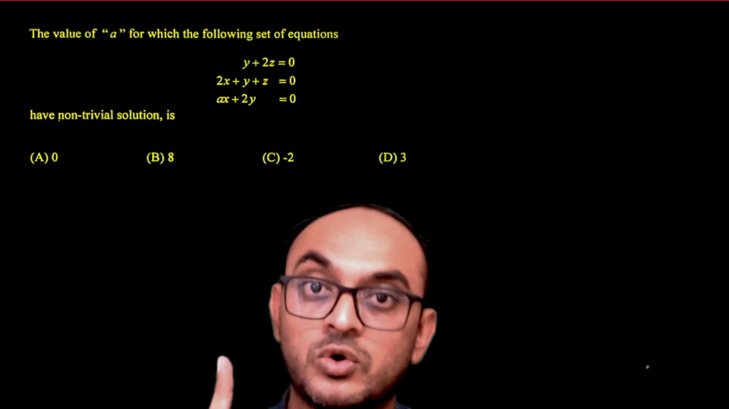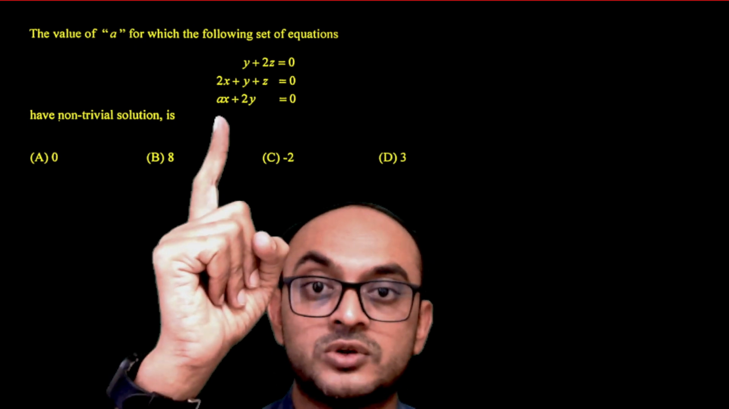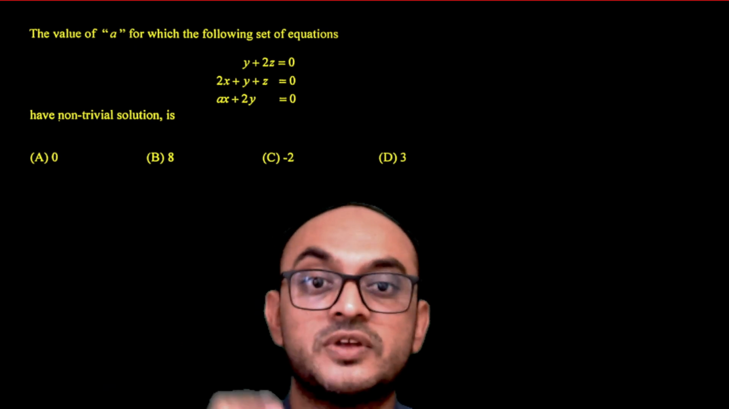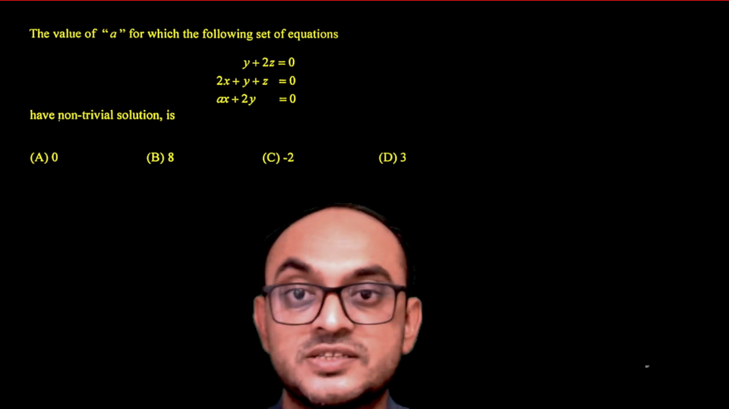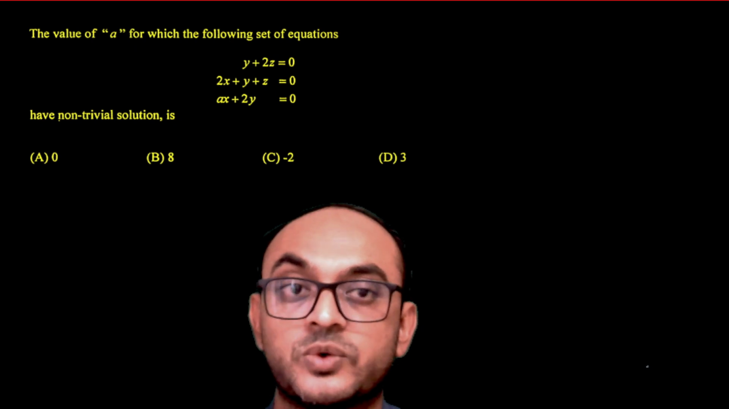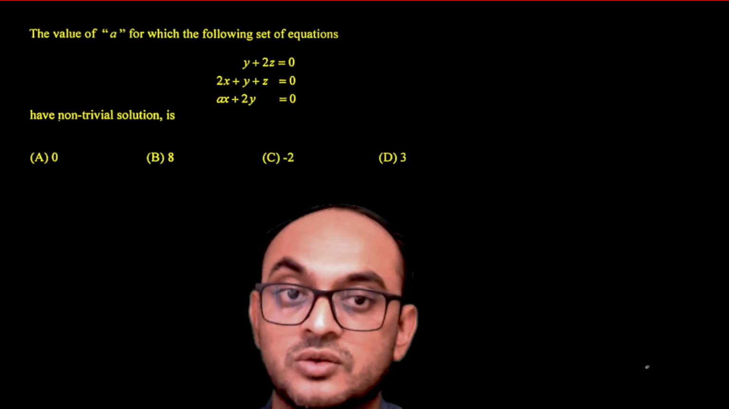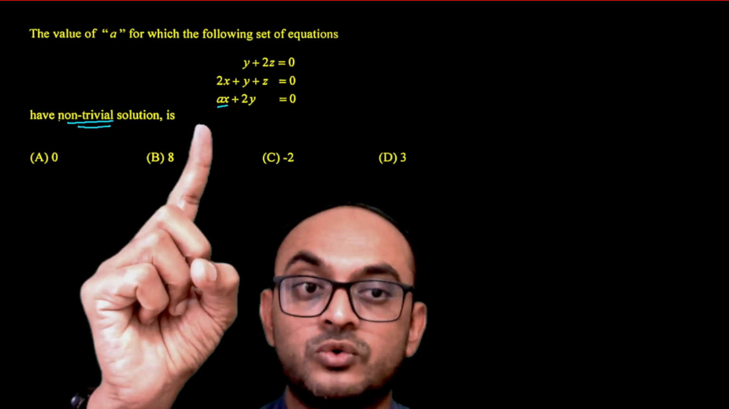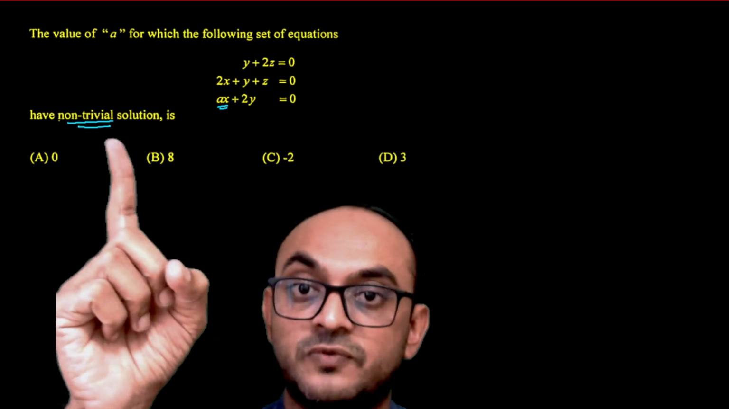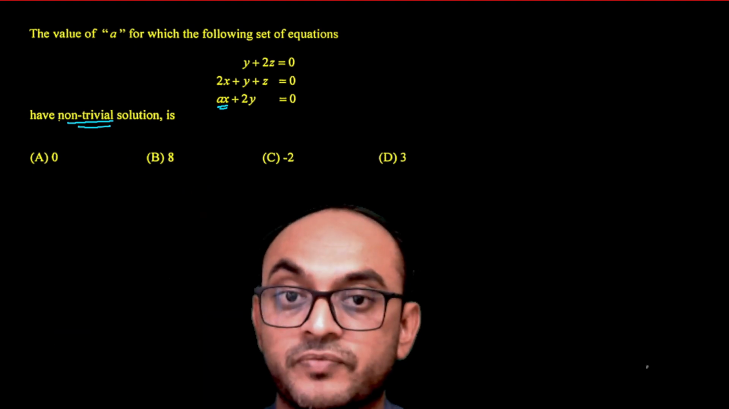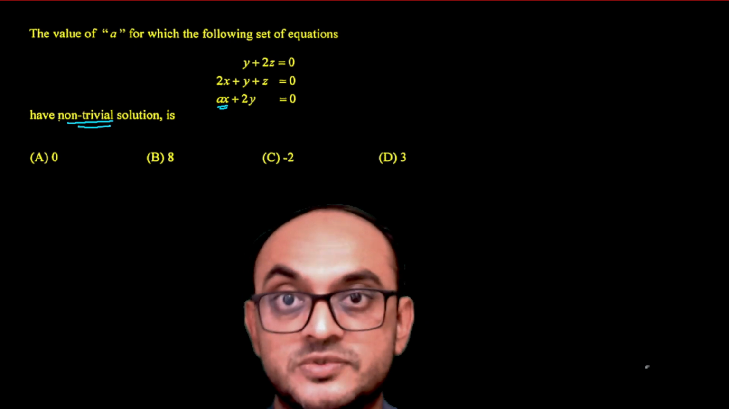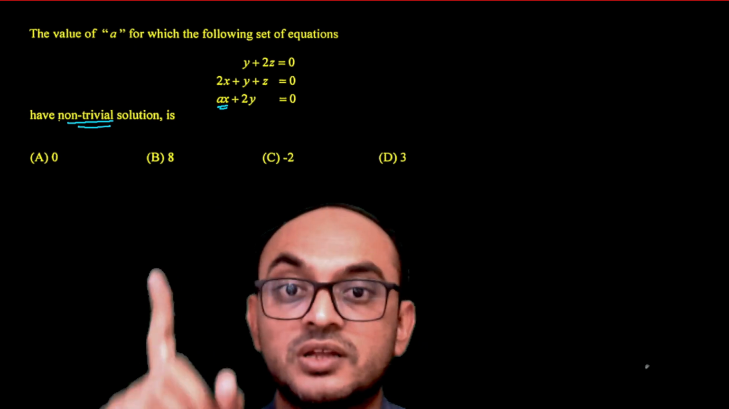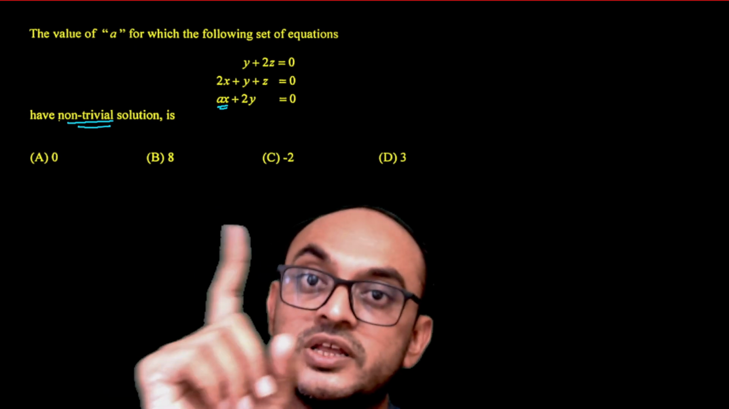So first, what do we want? We want to find the values of a for which this system of equations has a non-trivial solution. Now the first question arises: what is the importance in this question? There are two terms: one is non-trivial solution and another is the value of a. Clear? So first, what is a non-trivial solution? The solution has two types, either trivial or non-trivial. A trivial solution means the variables have only zero values.